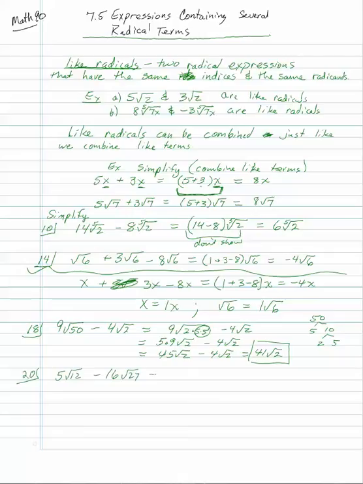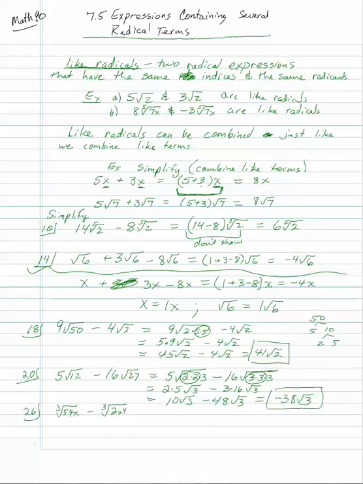Let's look at 12. Again, I'm going to factor. I want to simplify. So 12 is 2 times 2 times 3. 27 is 3 times 3 times 3. Remember, square root, so I'm looking for pairs. Two 2's inside make one 2 outside. Two 3's inside make one 3 outside. So we get 10 square root of 3 minus 48 square root of 3, which will give me negative 38 square root of 3.